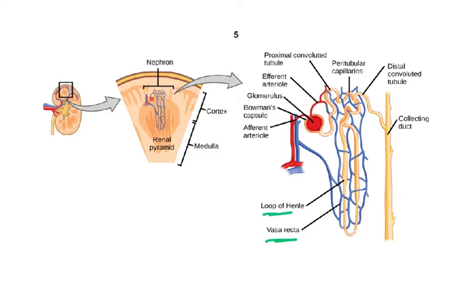Vasa recta are the vessels which are surrounding the loop of Henle. Then you can see the collecting duct, the DCT, the peritubular capillaries, the proximal convoluted tubule, the efferent arteriole, the afferent arteriole, the one which enters it, the efferent which leaves it, and the glomerulus and the Bowman's capsule. Now you can also see which parts are in the cortex and the medulla.